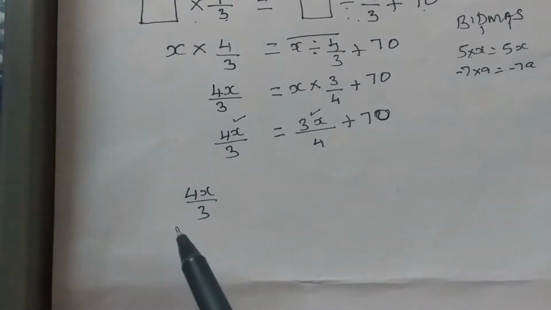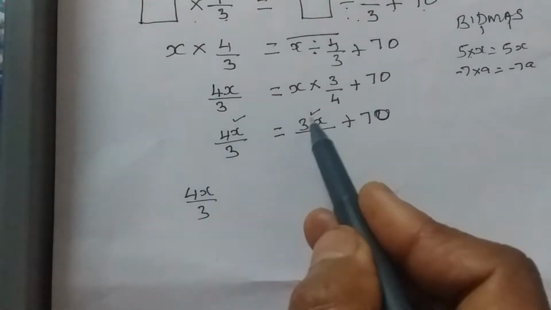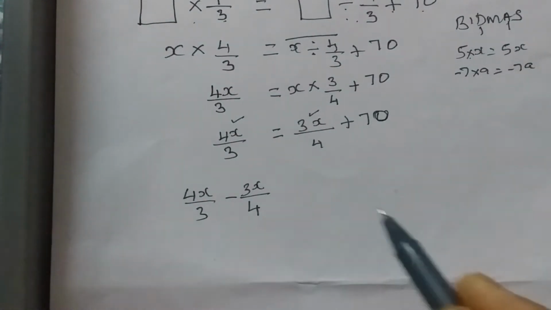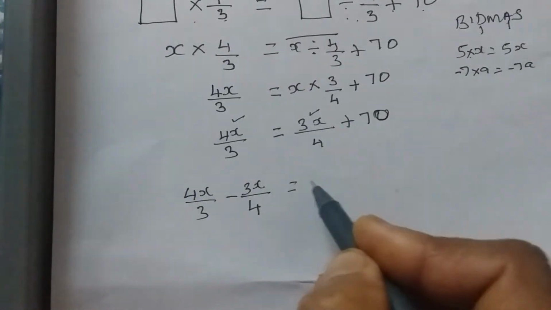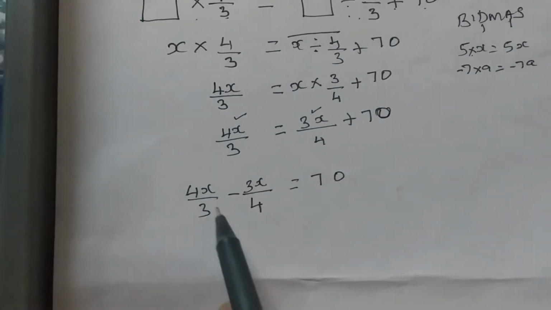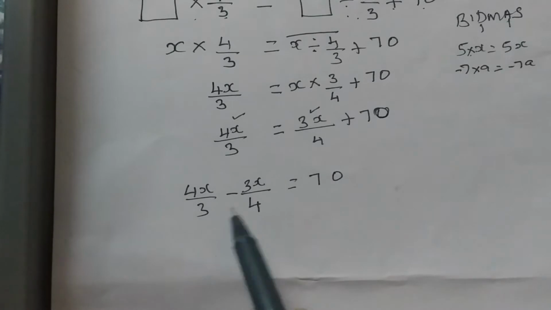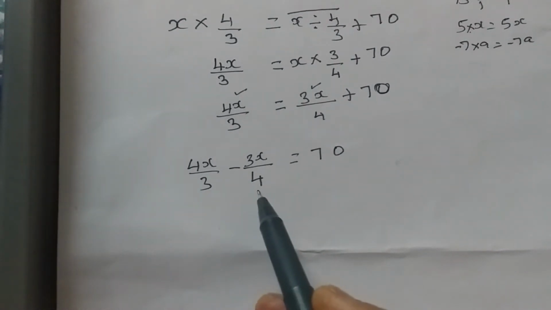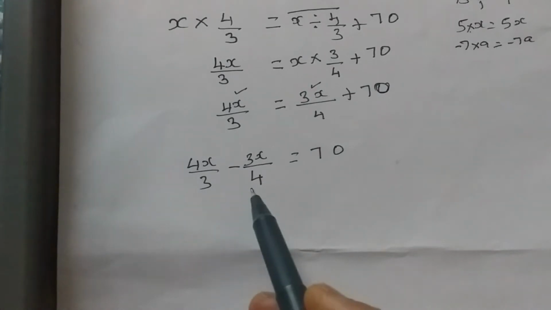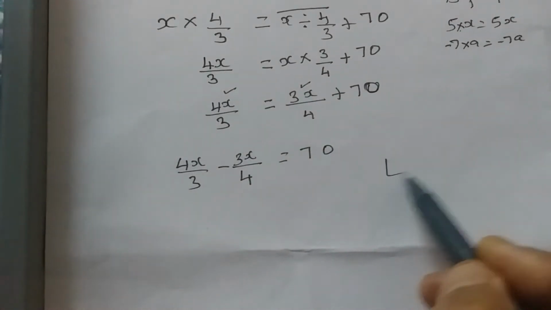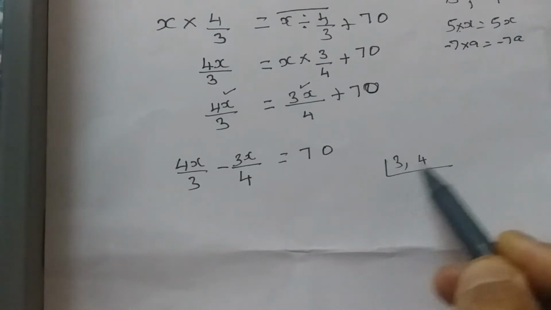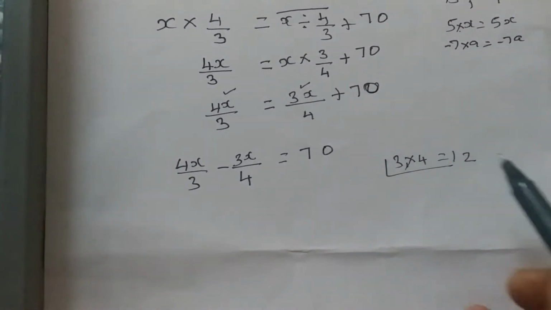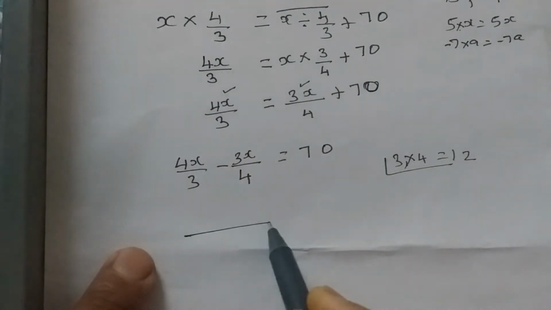So when you change the side, what happens? Plus becomes minus. Plus 3x by 4 becomes minus 3x by 4, equal to what is left here, 70. Now it is just like adding or subtracting two rational numbers, and for subtraction the denominators must be the same. So 3 and 4 have different denominators, we have to find the LCM for 3 and 4. Do they have a common factor? No common factor, so multiply them. 3 4s are 12, is our LCM.